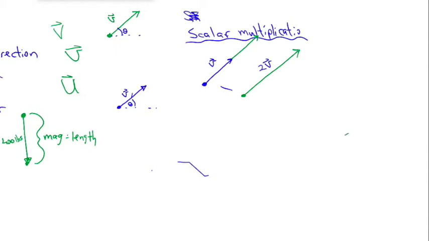Half the length of the original. You can't do that. Why not? You said you couldn't divide. If you cannot divide vectors, you can't have vector v divided by vector u. It doesn't make any sense.